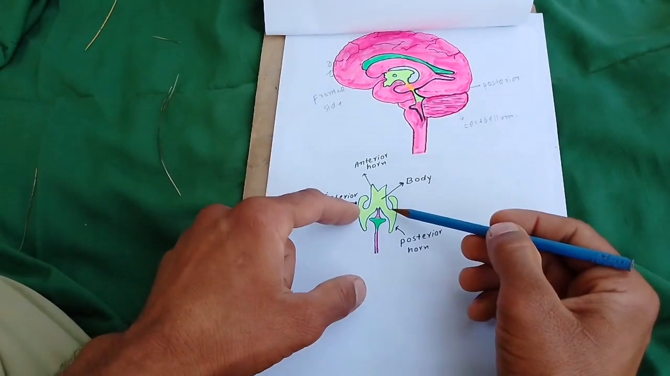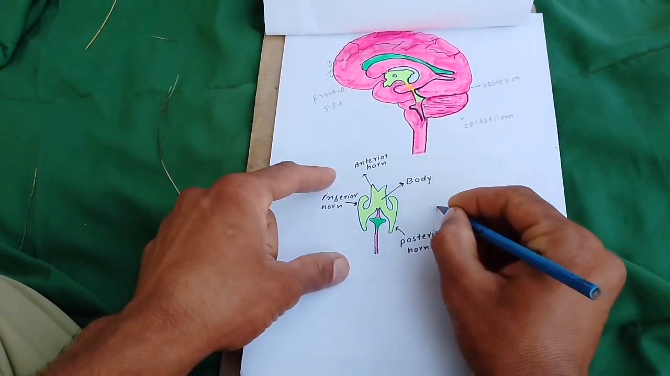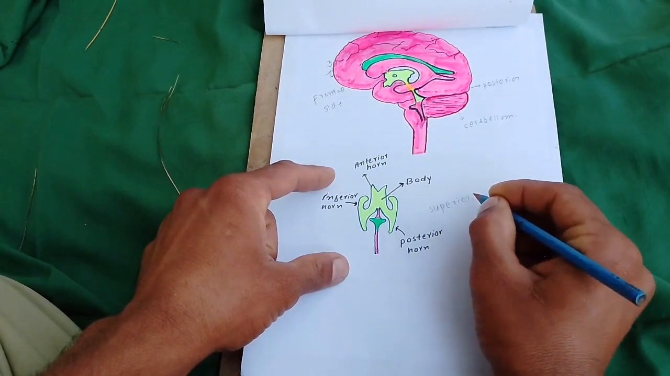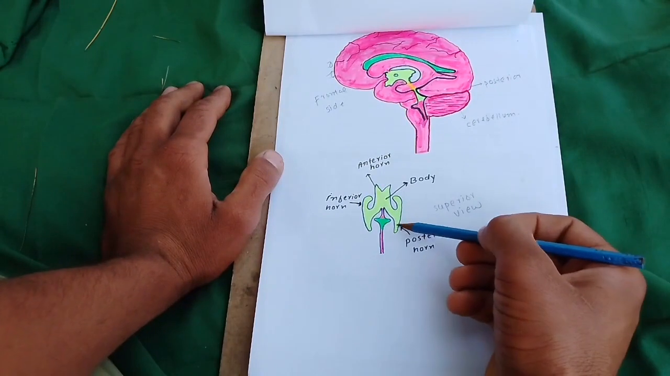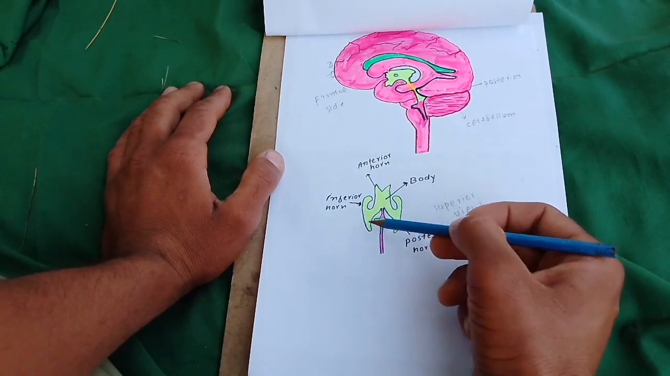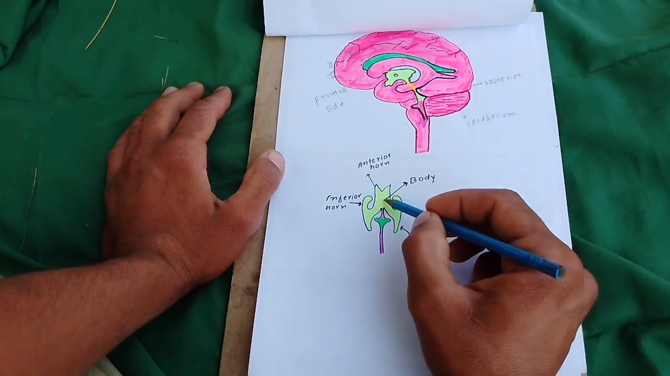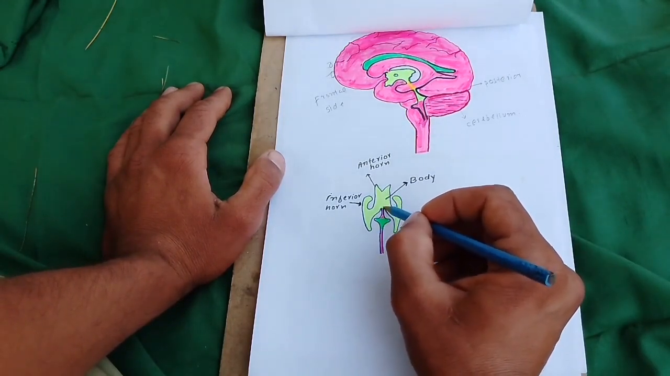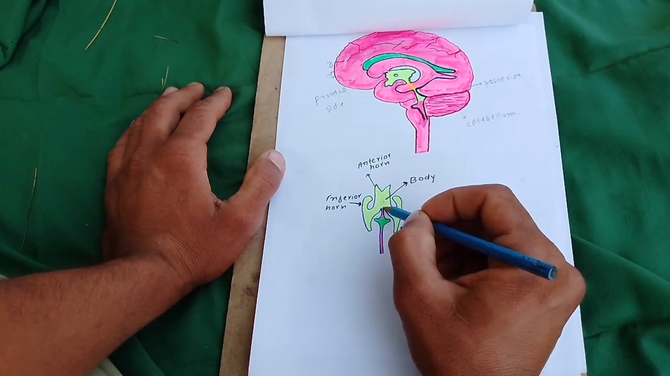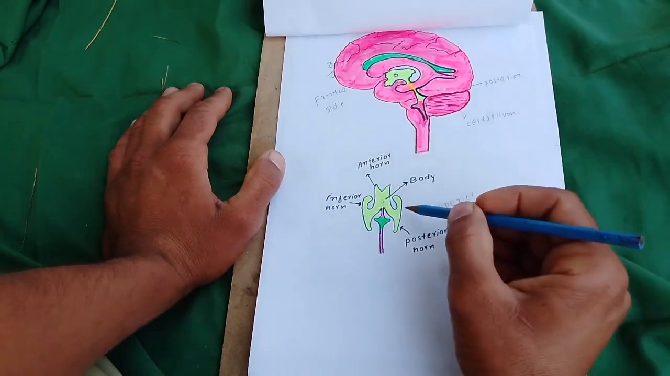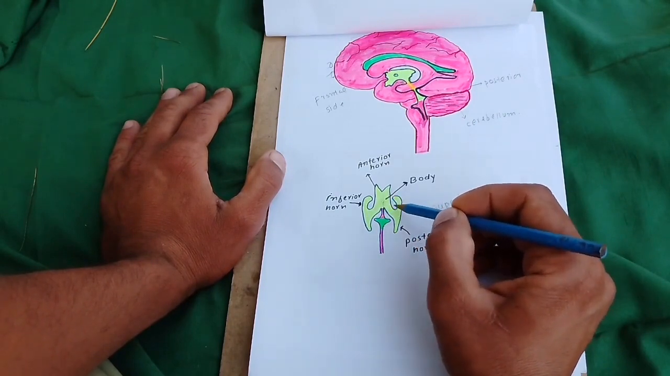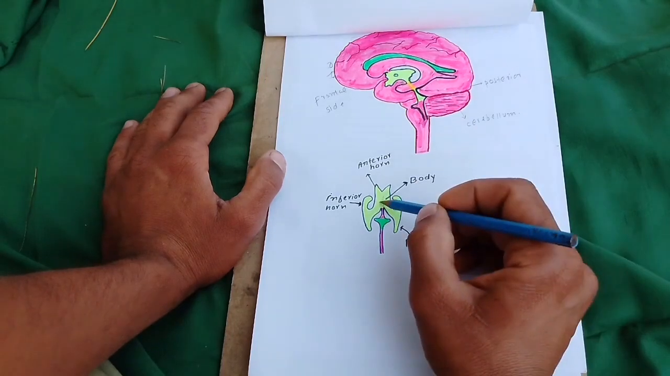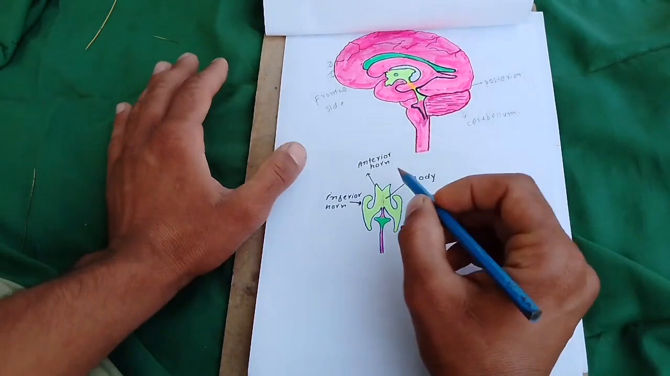Look at this diagram. This is the superior view of the ventricular system. The yellow color is called the lateral ventricle. Here is the opening. The yellow color is the lateral ventricle. This one is the right lateral ventricle, and this one is the left lateral ventricle.